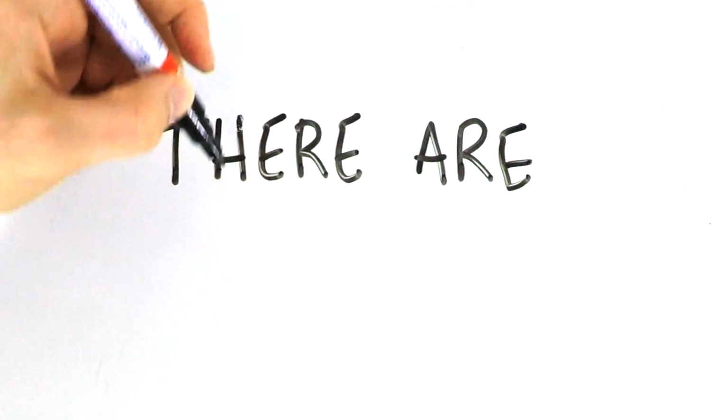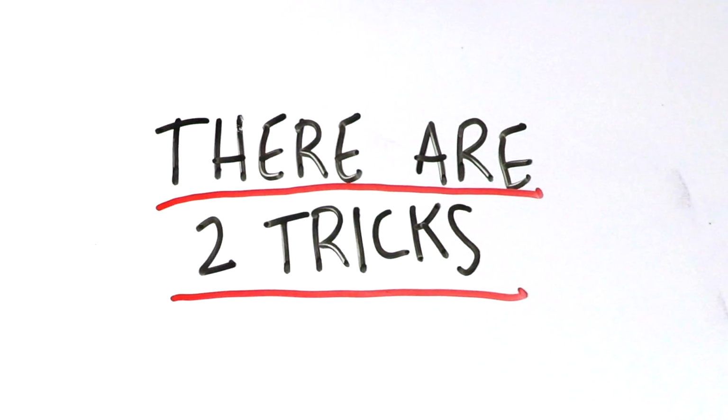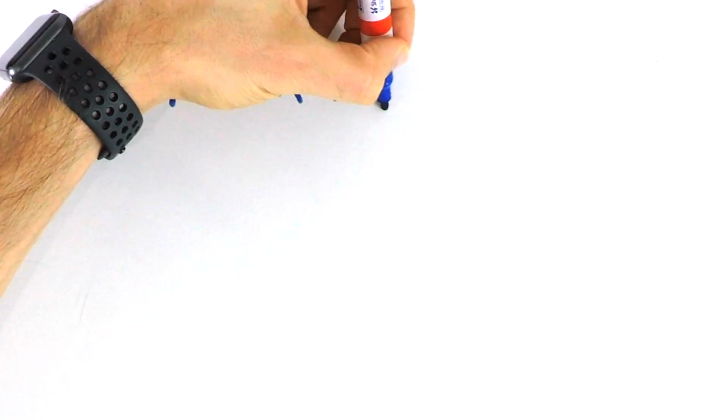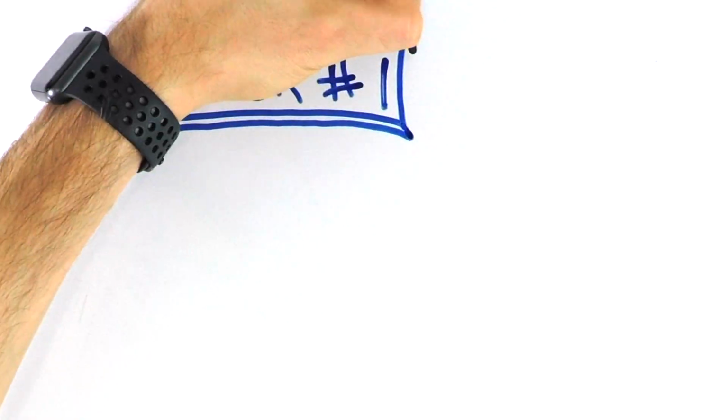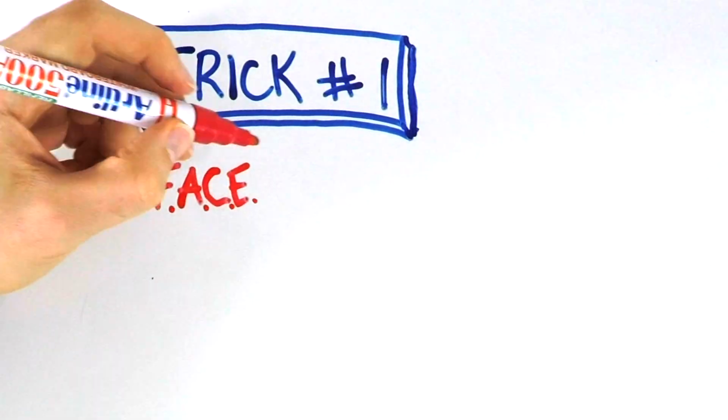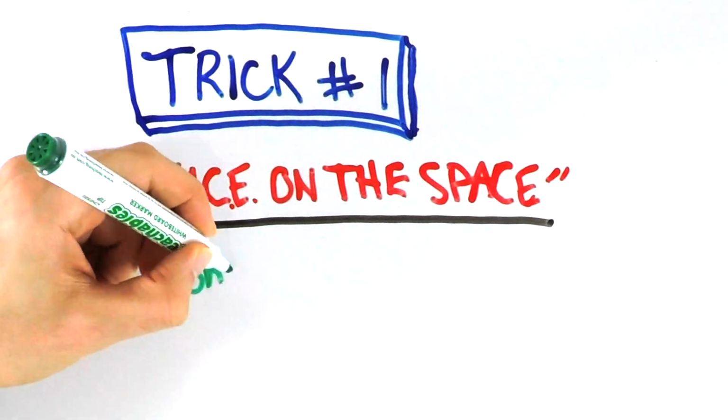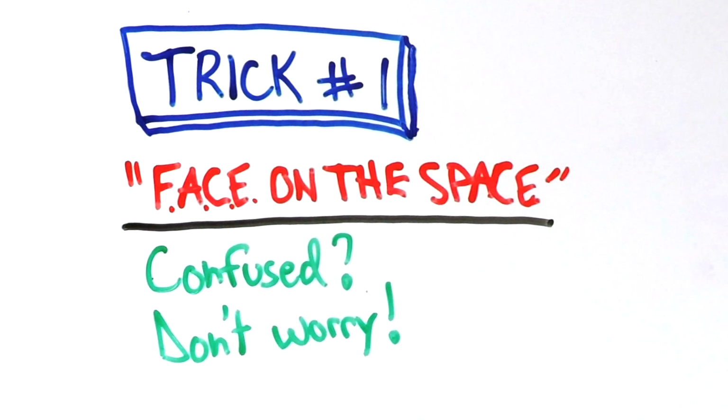So now we're going to learn how to find those letter names for each of the notes. There are 2 tricks we can use to find any note, and right now I'm going to be teaching you the first one. So the first trick I always teach is called face on the space. And that probably sounds confusing right now, but I'm going to explain how it works and what it means.